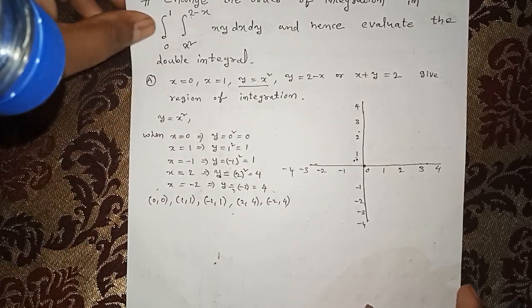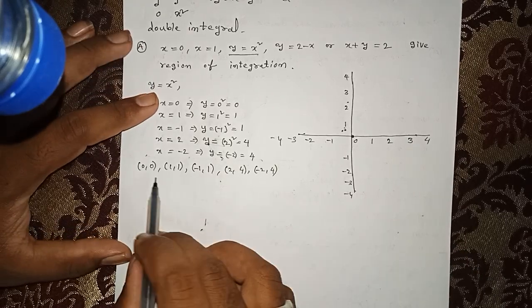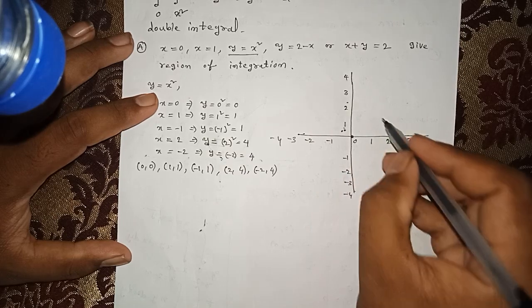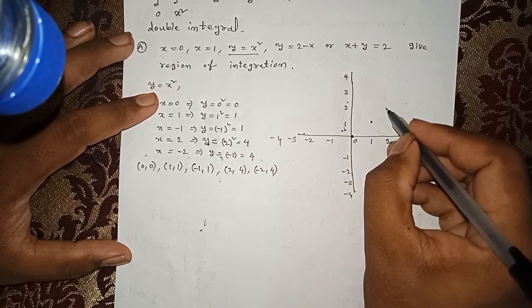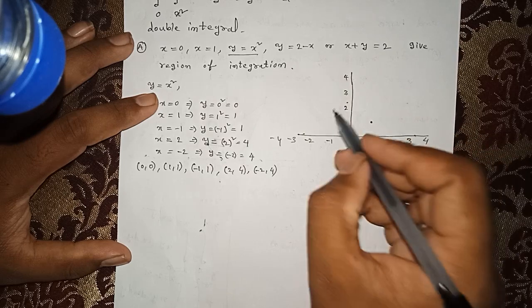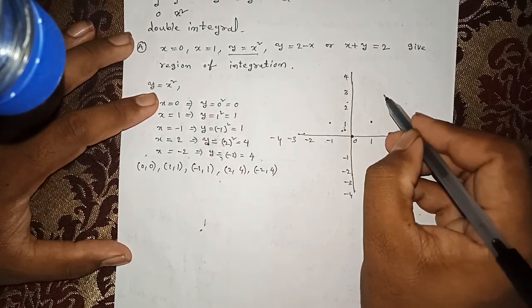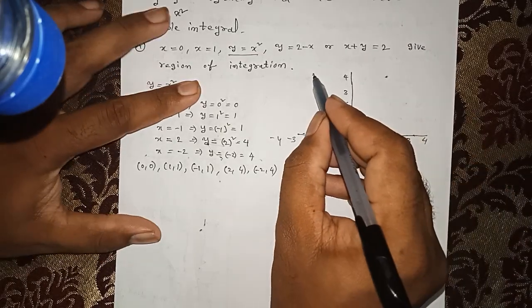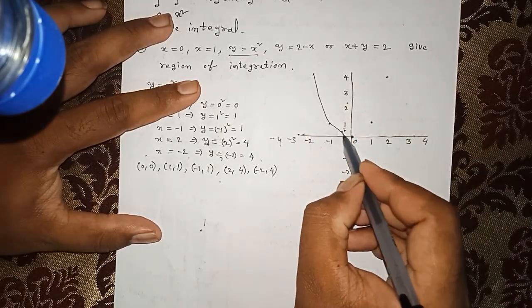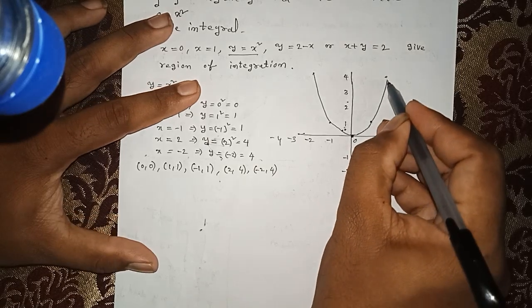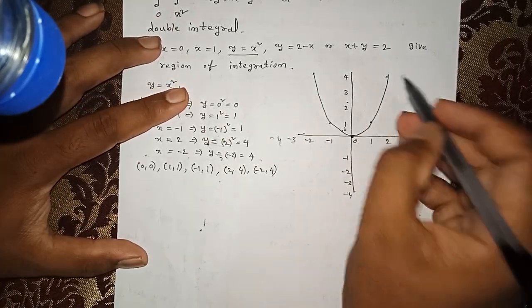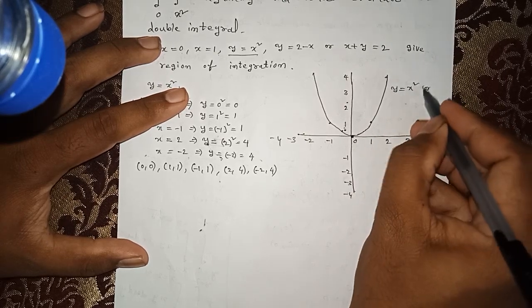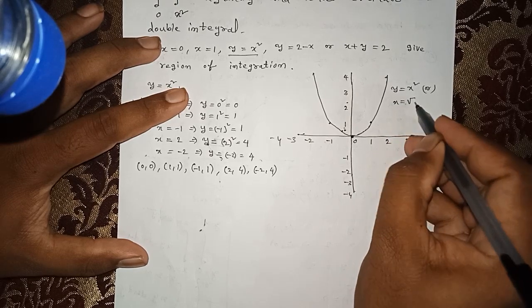Now, let us identify these points on the xy plane. First point is 0, 0. Second point is 1, 1. Third one is minus 1, 1, and 2, 4, minus 2, 4. Connect the points. Therefore, this is the curve y is equal to x square or x is equal to root y.